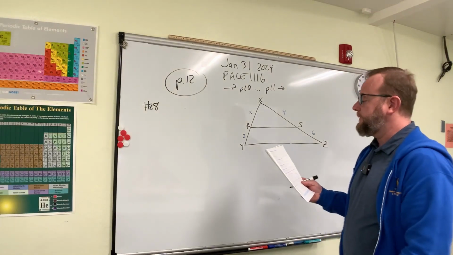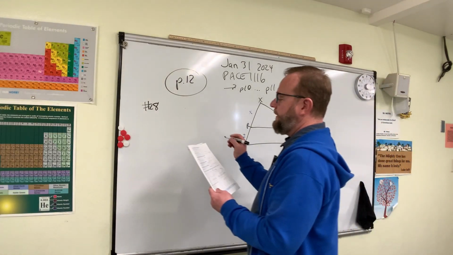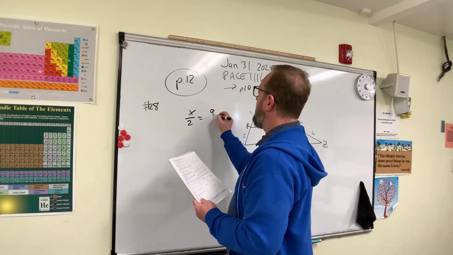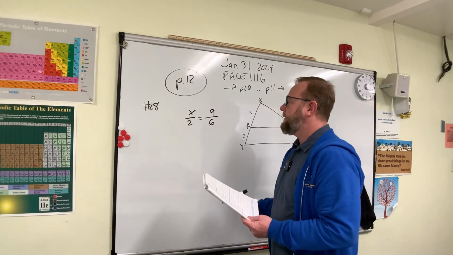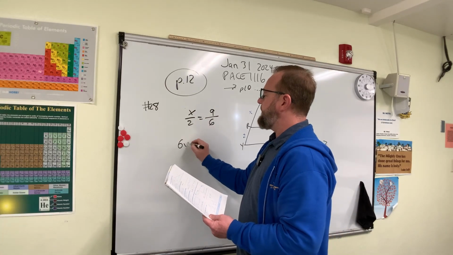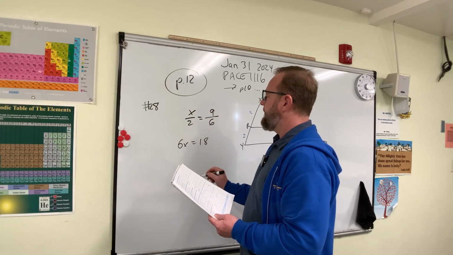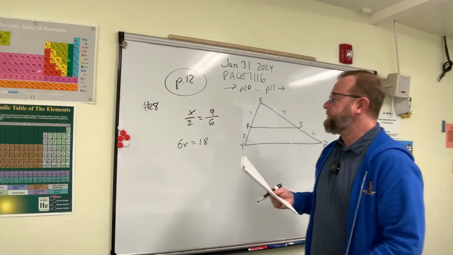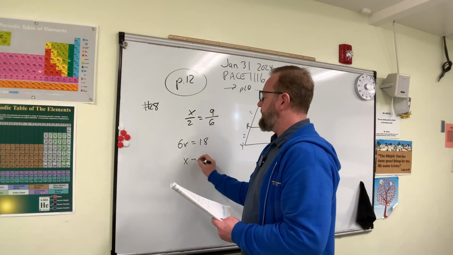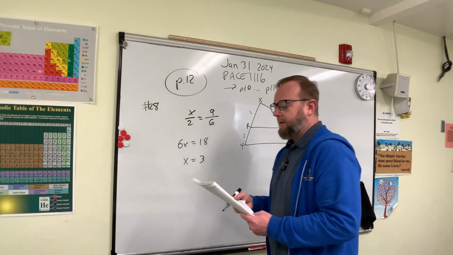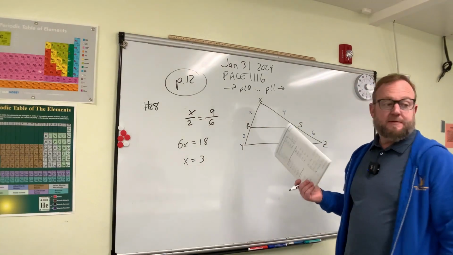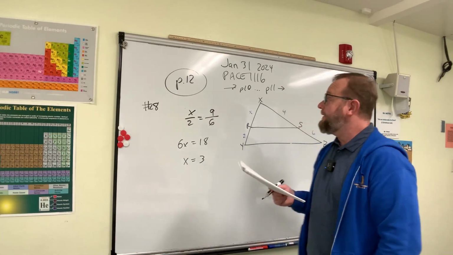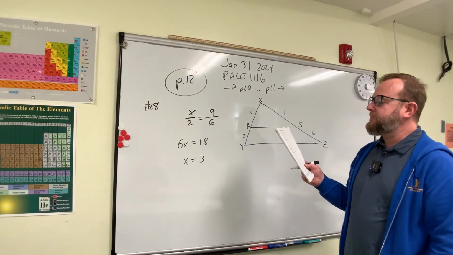Maybe do like we did before. X over 2 equals 9 over 6. So I have 6x equals 18, because I'm cross multiplying using theorem 84. And I see that x here would be 3. Does that make sense? Hopefully so.